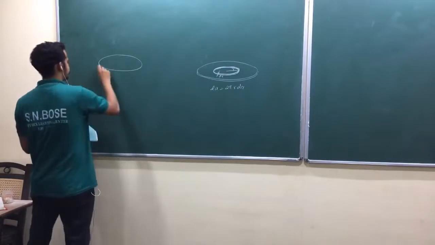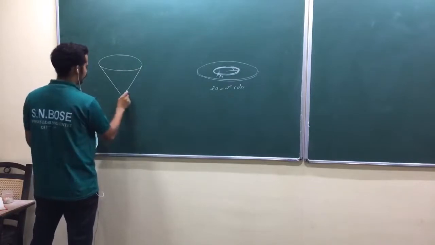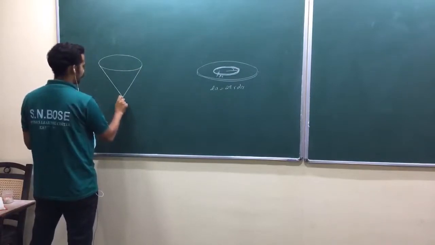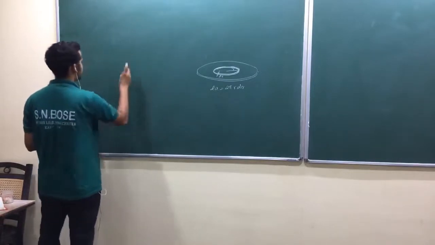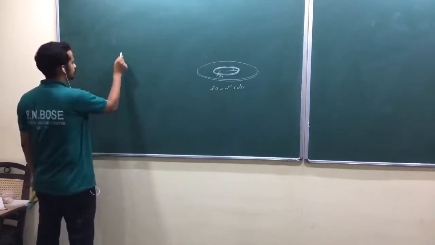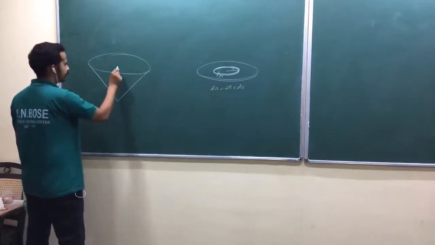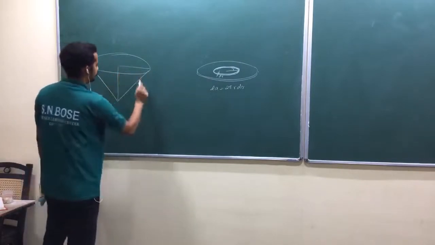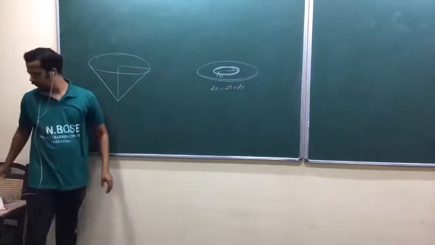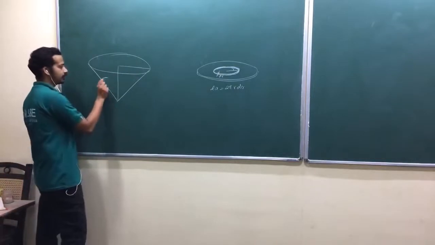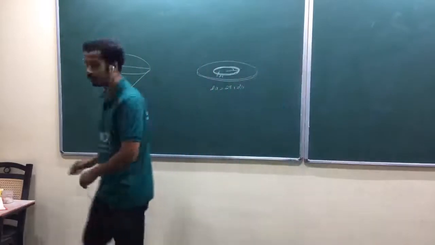So we have one more problem, the cone problem, where he said the height of the cone is the same as the radius of the base. It's very difficult to draw. So this height is the same as this one. That's a kind of ice cream cone on whose surface you have surface charge density sigma.